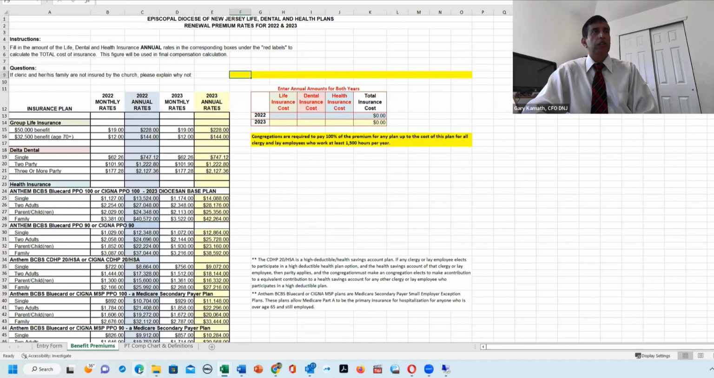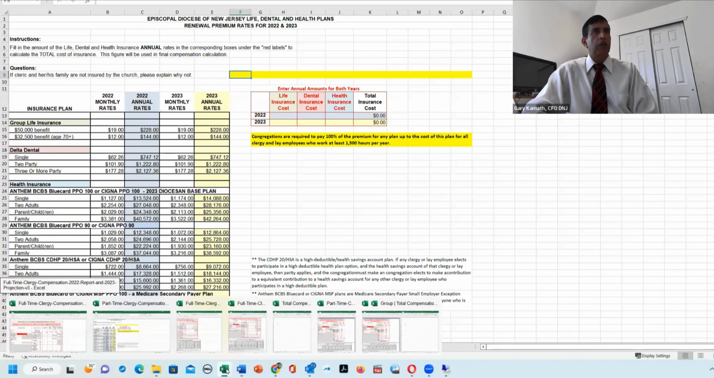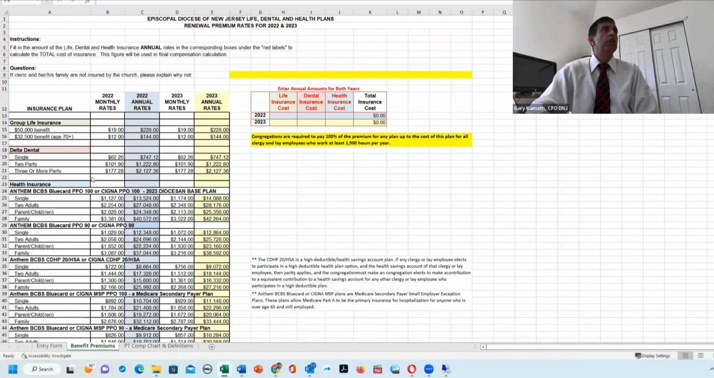Benefit premium worksheet, which is very similar to what you saw for the full-time clergy. So here, if you're not providing benefits at all, I'll explain it here, but you could use this to show them the actual benefits you're paying. We should put in the benefits here that we're trying to pay for the part-time clergy. So it's the annual rate for life insurance, the same thing, say 228.